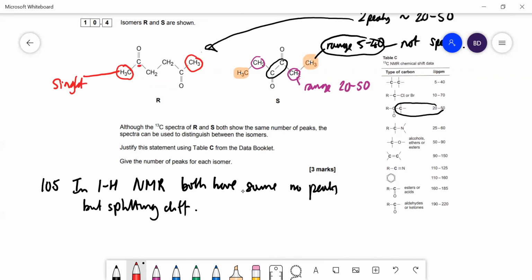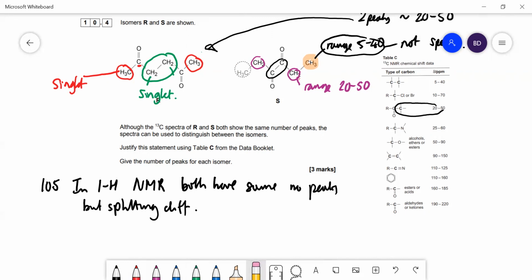Now, these two, this peak is a bit more problematic. It's tempting to think, oh, look at that carbon. Carbon next door has got 2, so it's going to be a triplet, but it won't split it because identical hydrogens don't split. So that will also be a singlet. It will not be a triplet, because they're identical. They don't split each other.